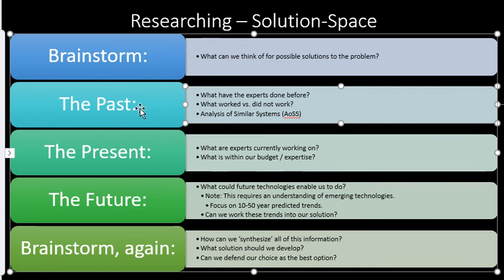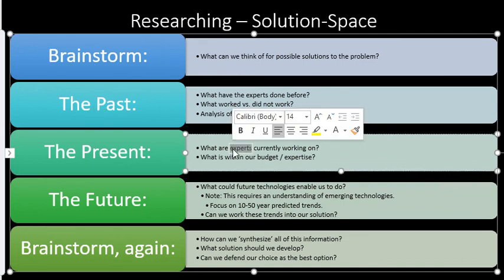After you've looked at the past and you've looked at what experts have done before, what worked and didn't work, and you've compared those solutions against each other, which is really what the AOSS represents, then you can start looking at what is going on right now. So there may not be an actual solution that is fully developed, but people maybe are still in the prototyping stage at universities or maybe other student teams in middle school or high school. So what are these experts currently working on?